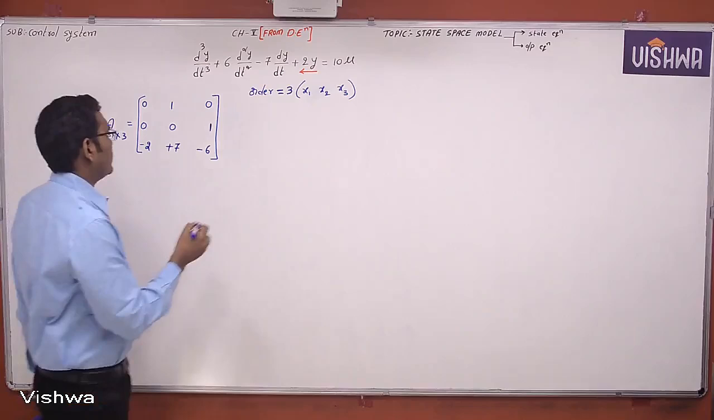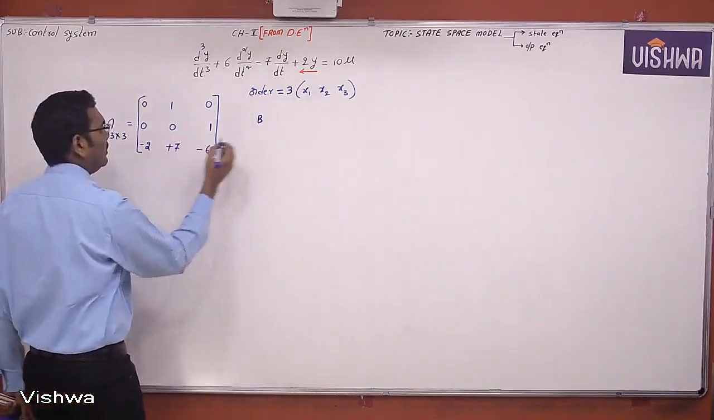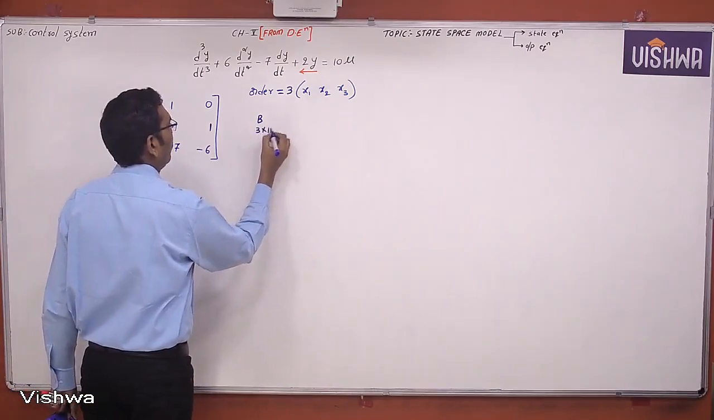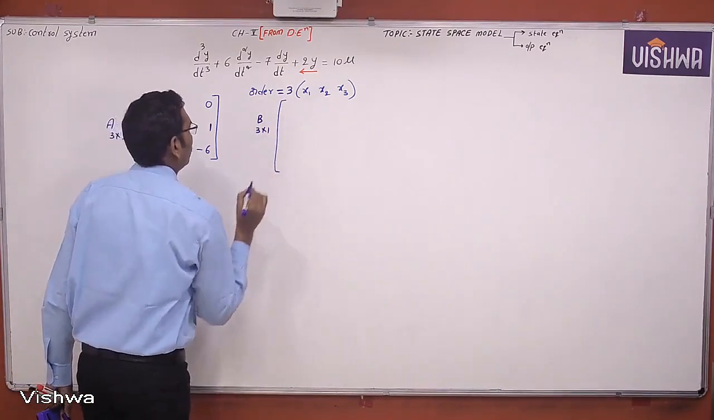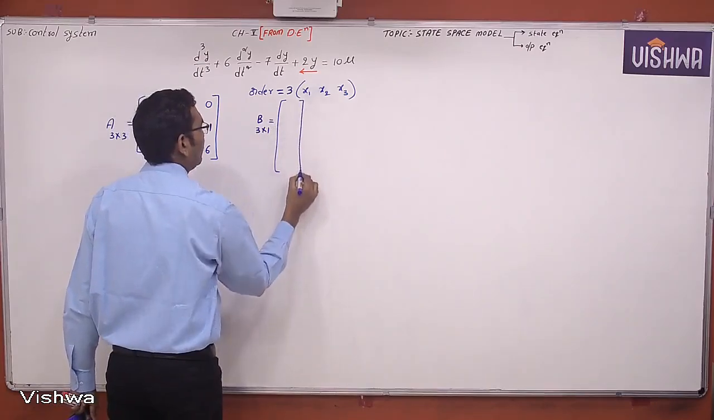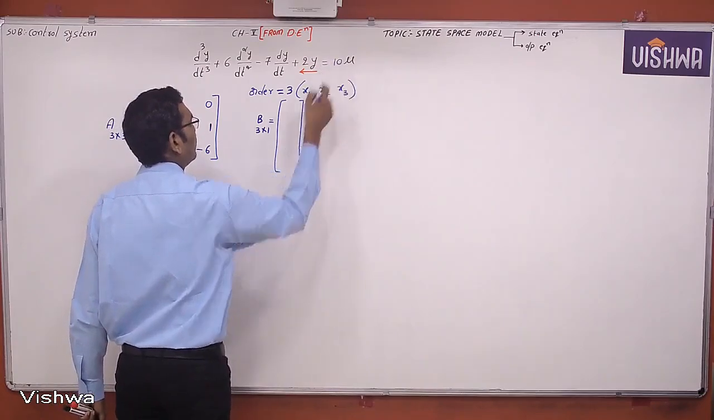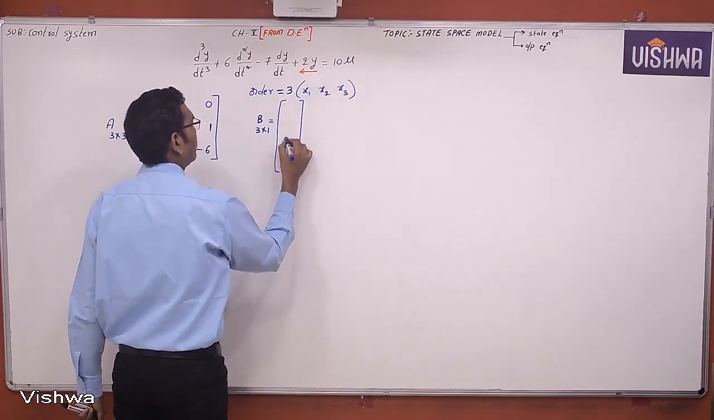Okay. Next, what is B matrix order? Tell me first. Now this is 3 by 3, then definitely this is 3 by 1. The last element of B matrix is a coefficient of U. What is the coefficient of U? 10. Remaining all are zeros.